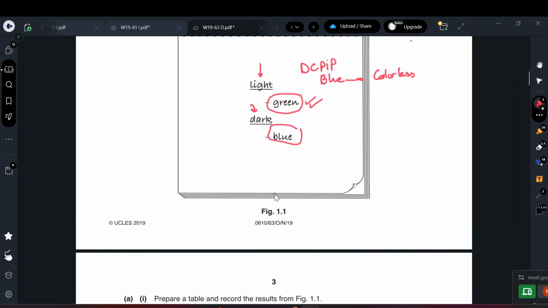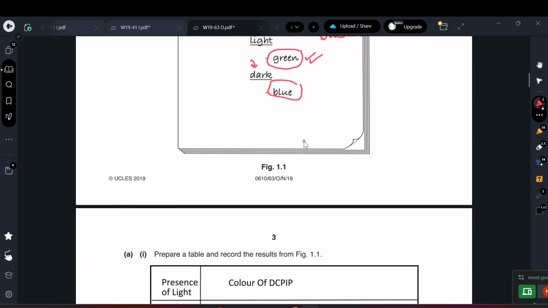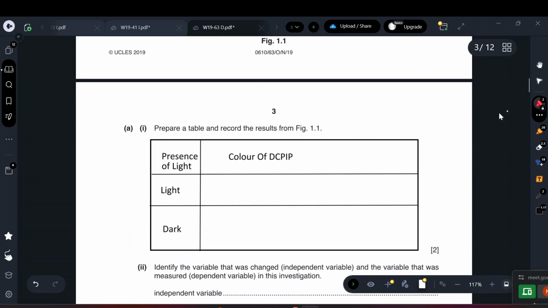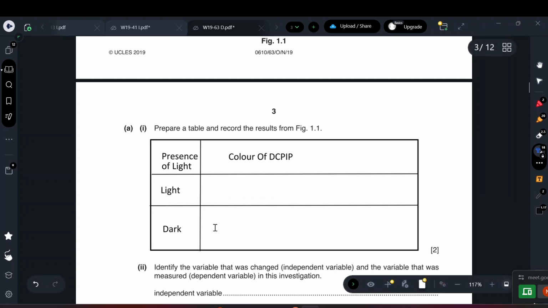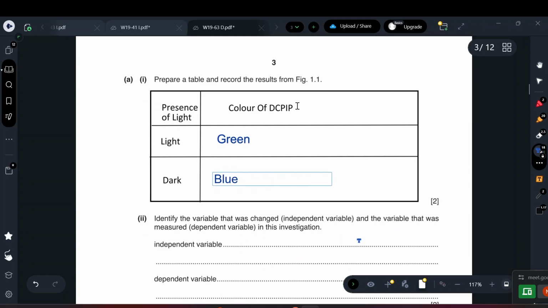Prepare a table to record your results. As we always say, the changed variable is on the left. The presence of light and dark on the left. Results is on the right. The color of the DCPIP, and you will write the results. The color of the solution here was green, okay, while here it was blue. This is the table that should be in your paper.